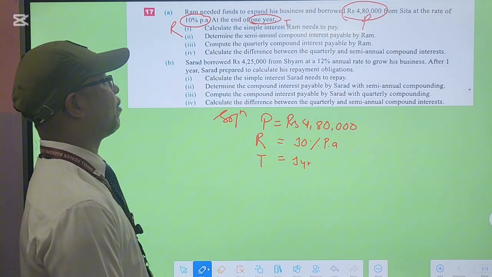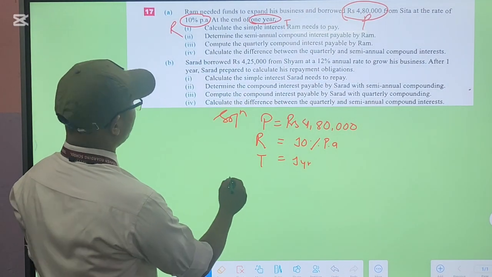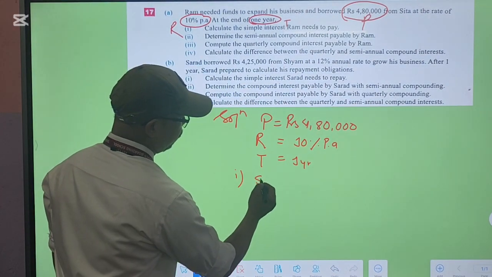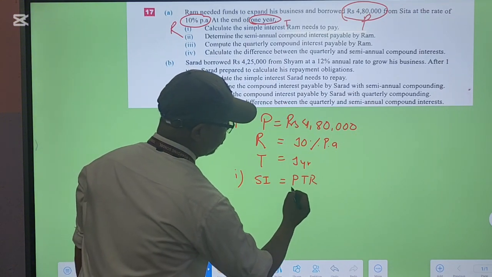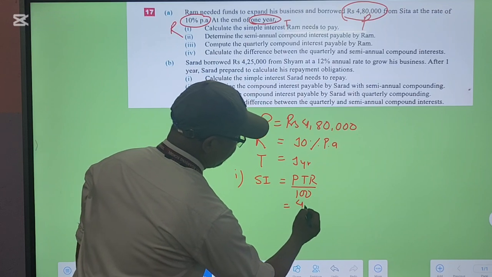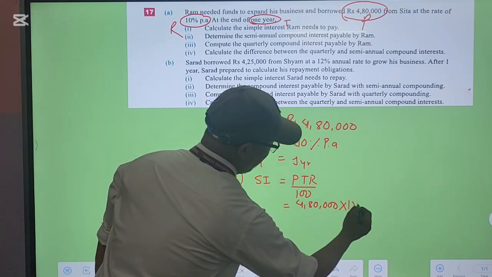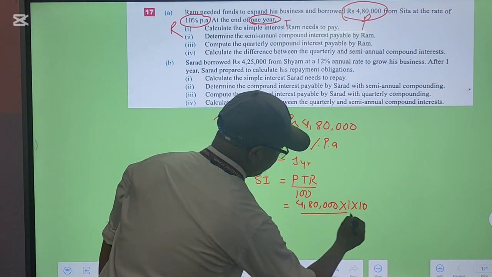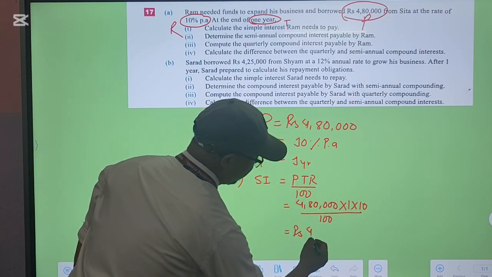Now simply, it is very easy. Calculate the simple interest Ram needs to pay. So for number one, your answer is simple interest. You need to calculate simple interest. The formula is PTR divided by 100. So you substitute the values. P means 4,80,000 into time means 1 year, and rate is 10%, whole divided by 100. Of course, you will get 48,000.